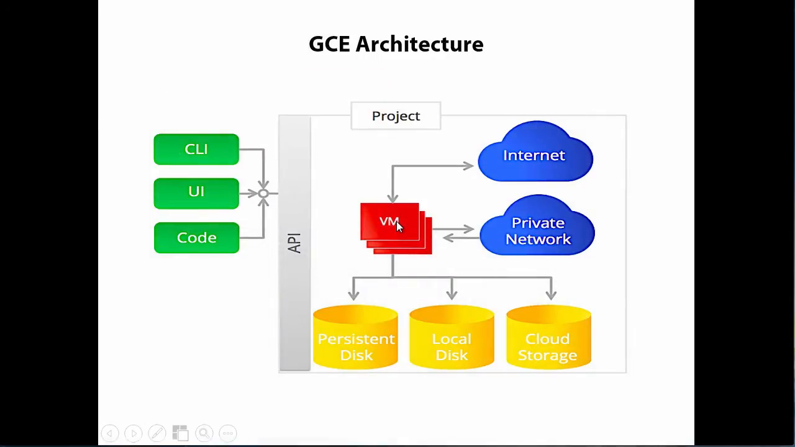So the GCE architecture, because I went through it pretty fast, is that you have your VMs, the red squares here, and they're contained in a project, and they of course connect to your private network or the internet. They use different kinds of storage: persistent disk, local, or cloud storage, or they can connect to other types of storage like BigQuery. And then you have an API to interface with them. You can have the command line interface, the UI, which we just did, or code, which we will do subsequently. The elegance of Google's offering is that it's fast, highly performant, and really easy to use.